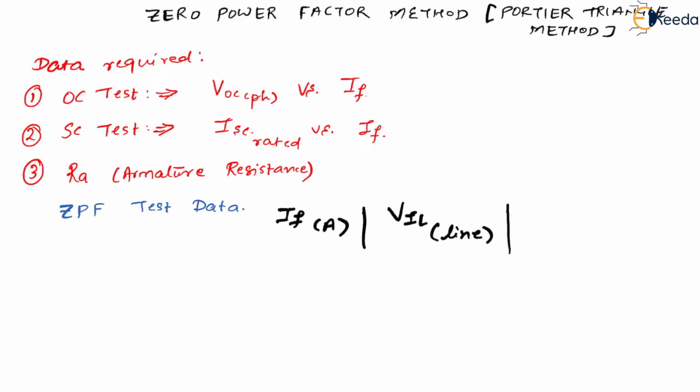Yes. And then here it is what? IIL, which is how much? It is what? Amperes, line current, correct or not? Yes. Now all these values which are in line, what are you supposed to do? You are supposed to find the phase value.